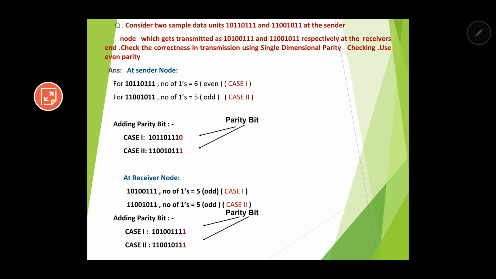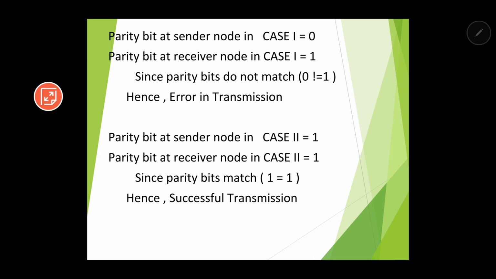What we will do, we will recalculate the parity bits. So here the number of ones is odd, so we will add one more one to make it even, and in the second case the number of ones is odd, so we will add one more one so as to make it even. After that, we will match the parities at the sender node and at the receiver node.